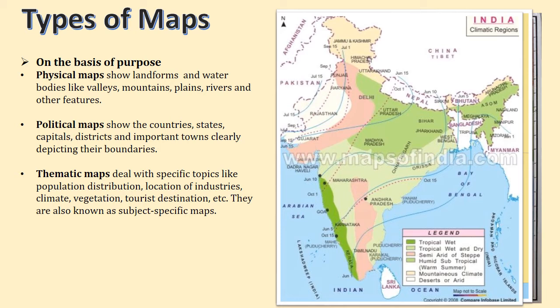Thematic maps are specific maps. They are specifically made for a certain purpose. For example, if a map is required for industry, then a separate map will be made which shows the details of different industries. Similarly, climate map, vegetation map, national park map, tourist destination map. So this kind of maps are subject specific maps.